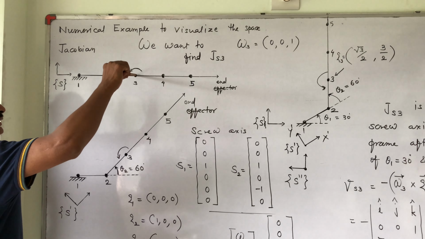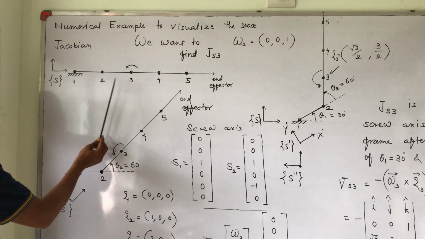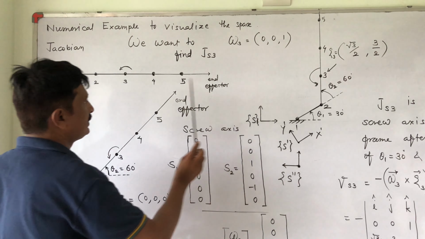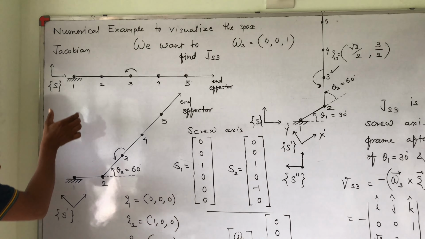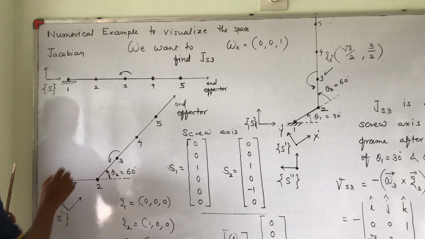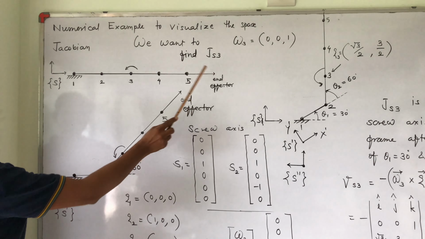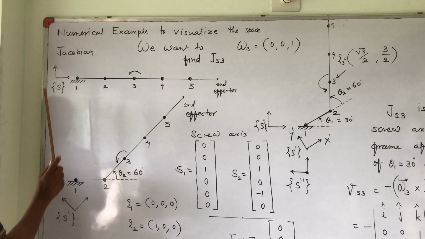That is, the rotation axis is here. And before this, we have applied two angles. After that, the joints are not changing. So we have applied theta 1 and theta 2. This one is the 0 frame. This one is the end effector. This is the ground frame, the 0 frame.